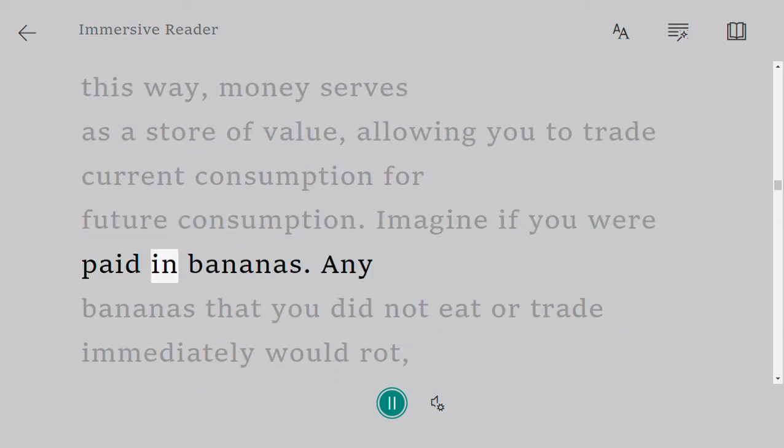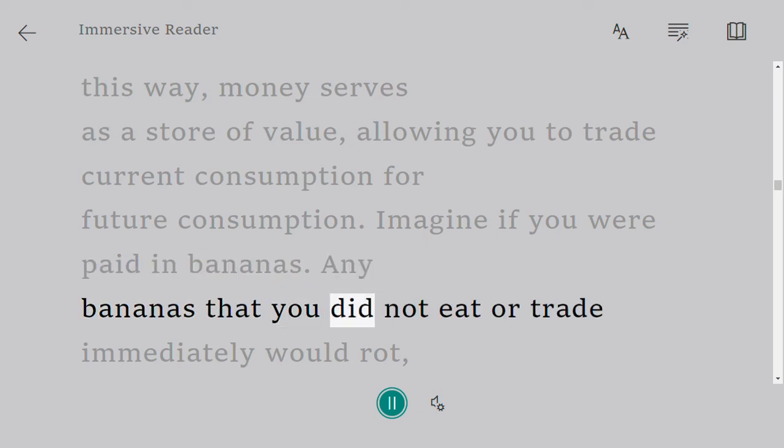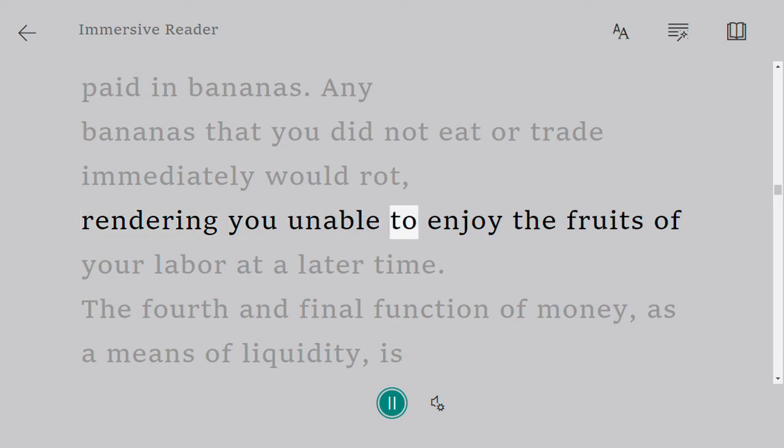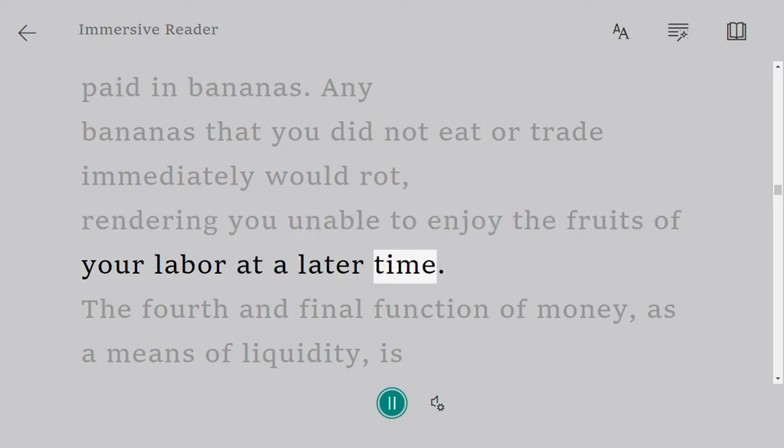Imagine if you were paid in bananas. Any bananas that you did not eat or trade immediately would rot, rendering you unable to enjoy the fruits of your labor at a later time.